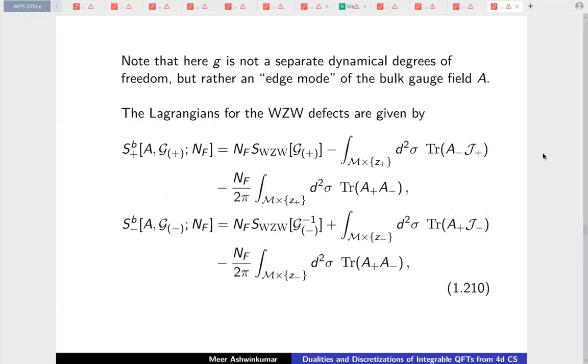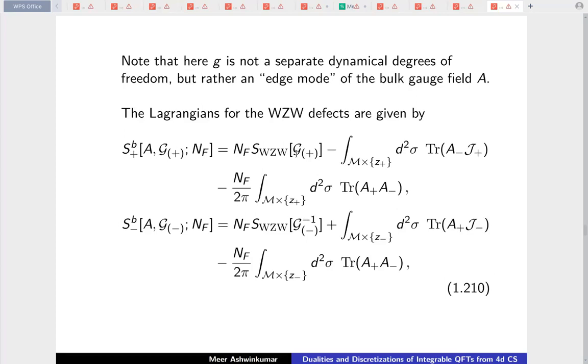But one can show the equivalence of the edge mode defect to what is known as the WZW defect. And this is using the Polyakov-Wiegmann identity. This is basically a result of Polyakov and Wiegmann from many years ago, from the 70s and 80s. Basically, you can show that the edge mode defect is equivalent to this WZW defect. And in the antichiral case, you also have an antichiral analog of the WZW defect, where these fields G are now actually independent of the gauge field A.